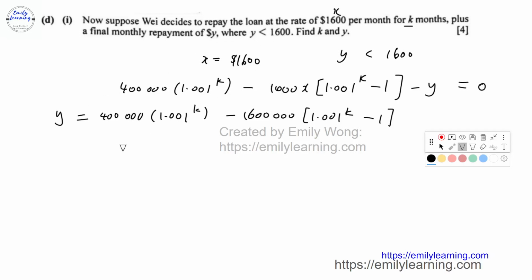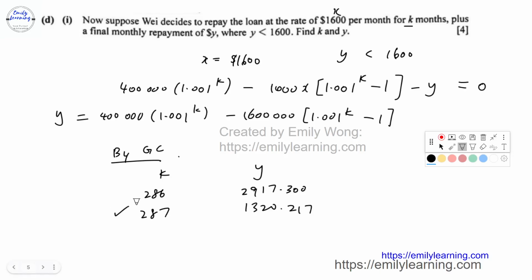Okay, so by GC, I have K here, I have Y here. So when K is 286, I get Y being 2917.300, which is still more than 1,600. When K is 287, I get Y being 1320.217, and this is exactly what I want. So if I move on to K being 288, I'll have negative 278.461. So repayment cannot be negative.